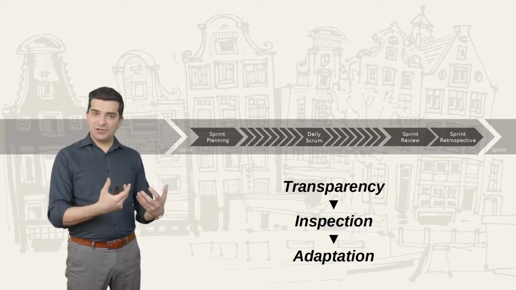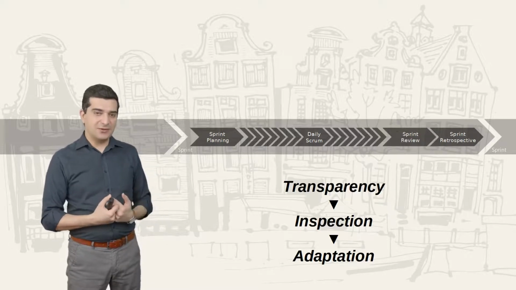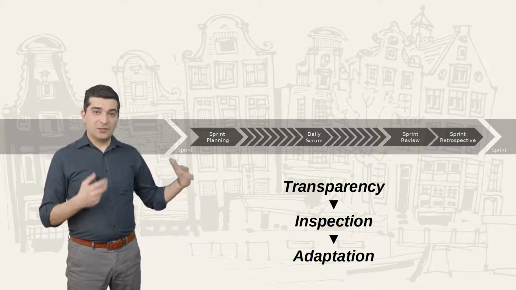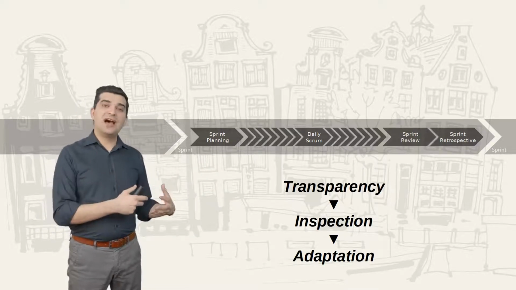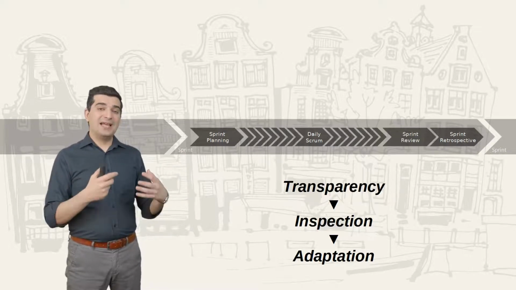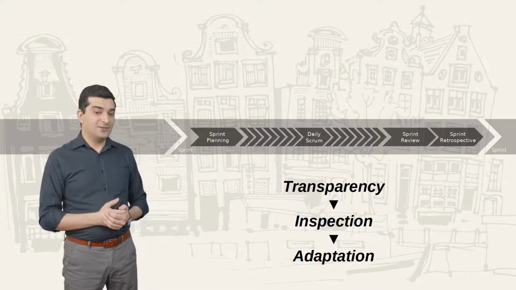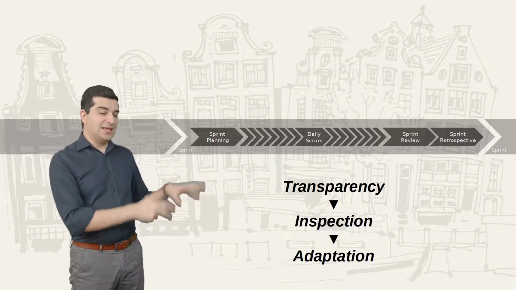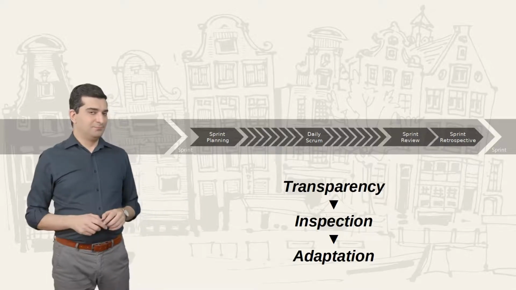You need to have a definition of done. That helps with transparency. But that's not the only thing. Even your process for working, the way you work, the expectations that you have from other stakeholders, from other people in your organization, all of that needs to be transparent in order to enable inspection, which in turn enables adaptation.